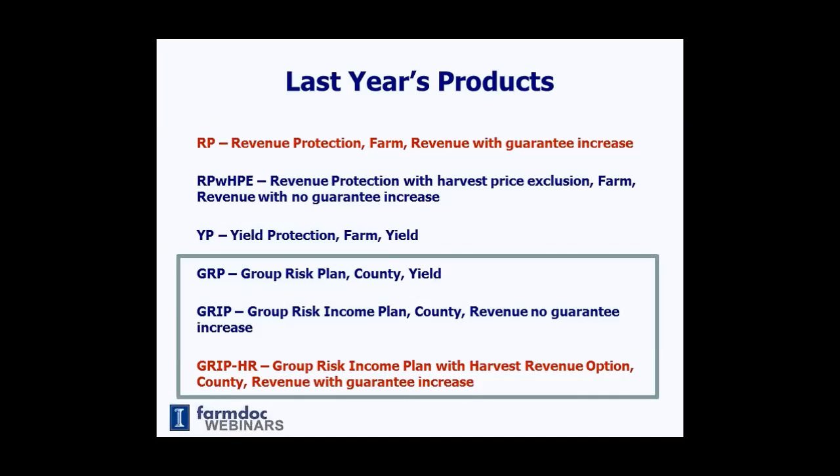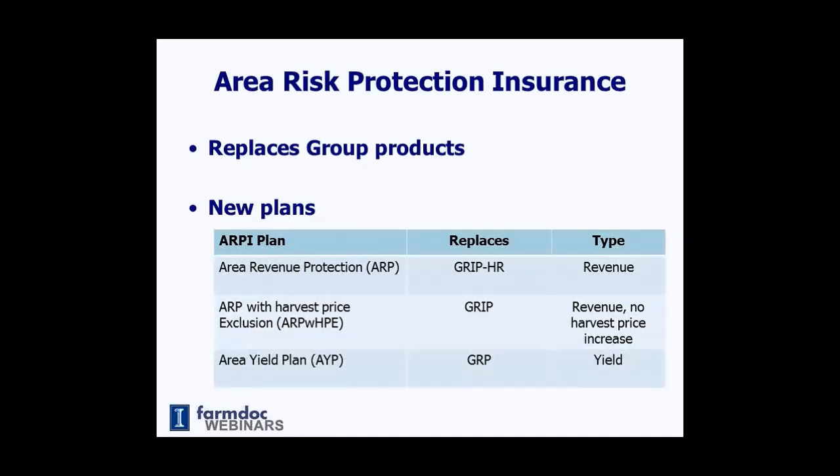The second big change was that last year's products, here's a list: RP, RP with harvest price exclusion, and YP. The first three are all farm level products that make payments based on what happens to farm yields. Those still exist into 2014. GRP, GRIP, and GRIP HR were all county level products, area insurances, and those are no longer available in 2014. They are replaced by the area risk protection insurance policy.